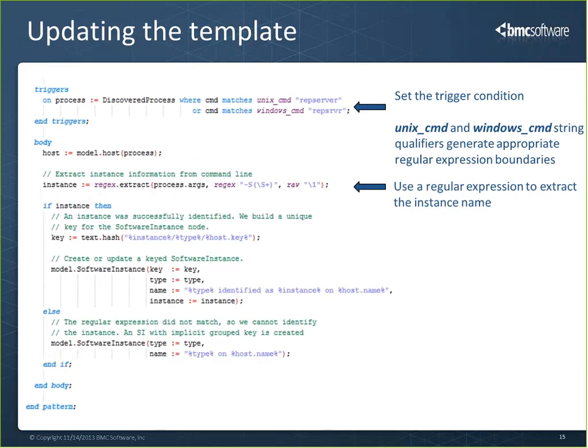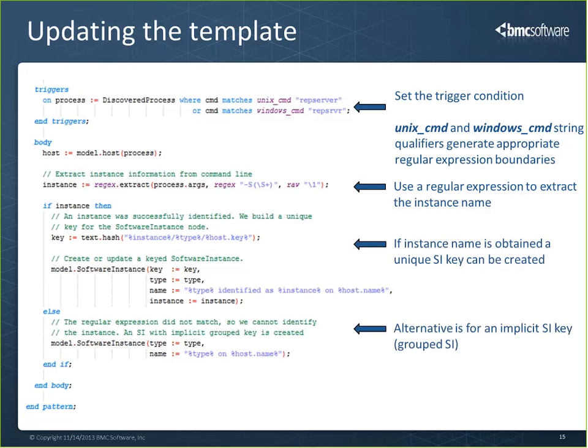We then also use a regular expression to extract the instance name. Now, the regular expression syntax that we use inside the regex extract function is the same syntax as Python, since TPL uses the same syntax. So there are plenty of references that can teach you how to use regular expressions in TPL. If the code has managed to obtain the instance name, we'll use this as part of our SI key to create a unique instance for each running process.